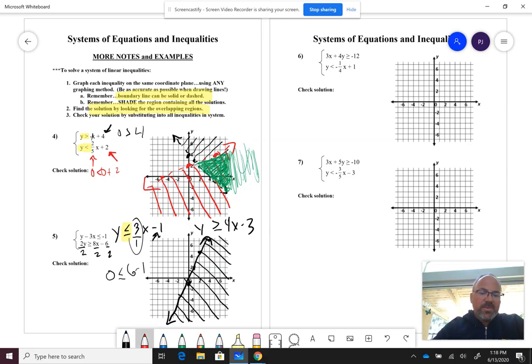All right, look at the next one. My y-intercept is at -3. My slope is 4, or 4 over 1. So if I go up 4, 1, 2, 3, 4, over 1. Do it again, up 4, 1, 2, 3, 4, over 1. Okay, is this one going to be a solid or a dashed line? That tells me that it's going to be a solid line.